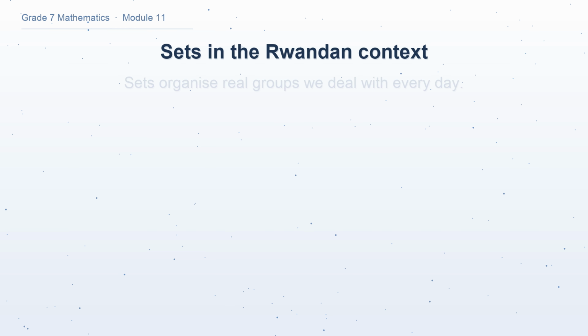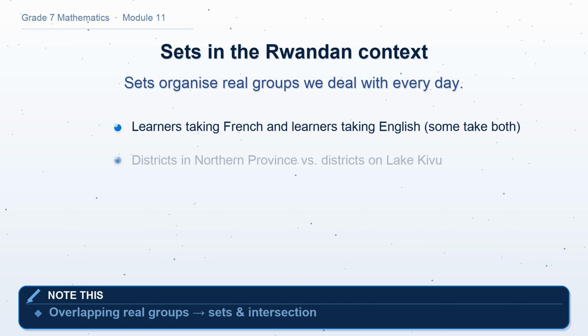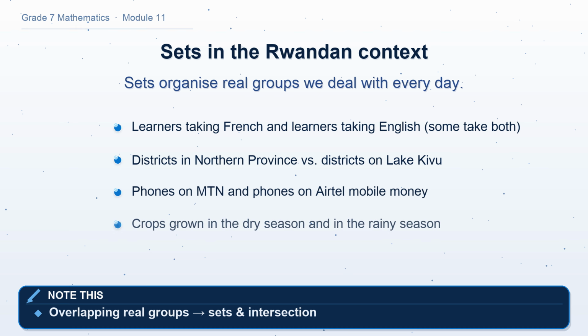Sets are not only for the classroom, they organize the world around us. Think of learners taking French and learners taking English. Some take both, and that overlap is the intersection. We can group the districts of the northern province, and separately the districts that border Lake Kivu. We can sort phones that use MTN mobile money and those that use Airtel, some using each service. Even a farmer's crops split into those grown in the dry season and those grown in the rainy season. Wherever things fall into overlapping groups, sets give us the language to count them.